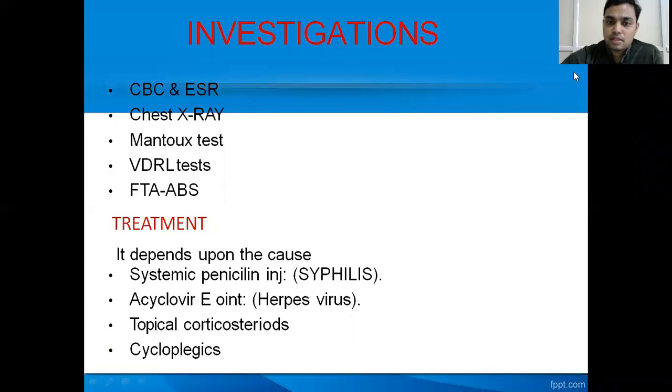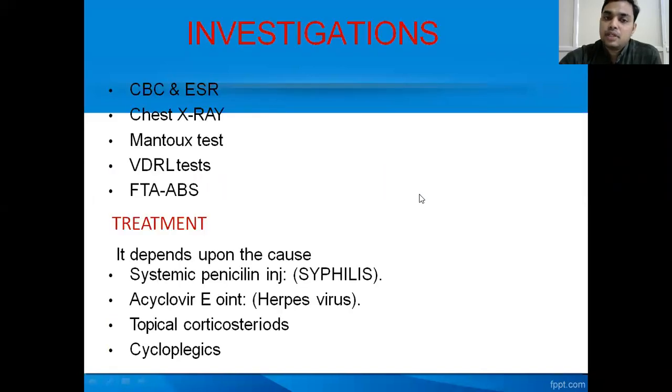So this is about interstitial keratitis. Basically, in interstitial keratitis, you have to remember what is Salmon's patch, ghost vessels, and ground glass appearance of the cornea, and the 3 stages involved in syphilitic interstitial keratitis.